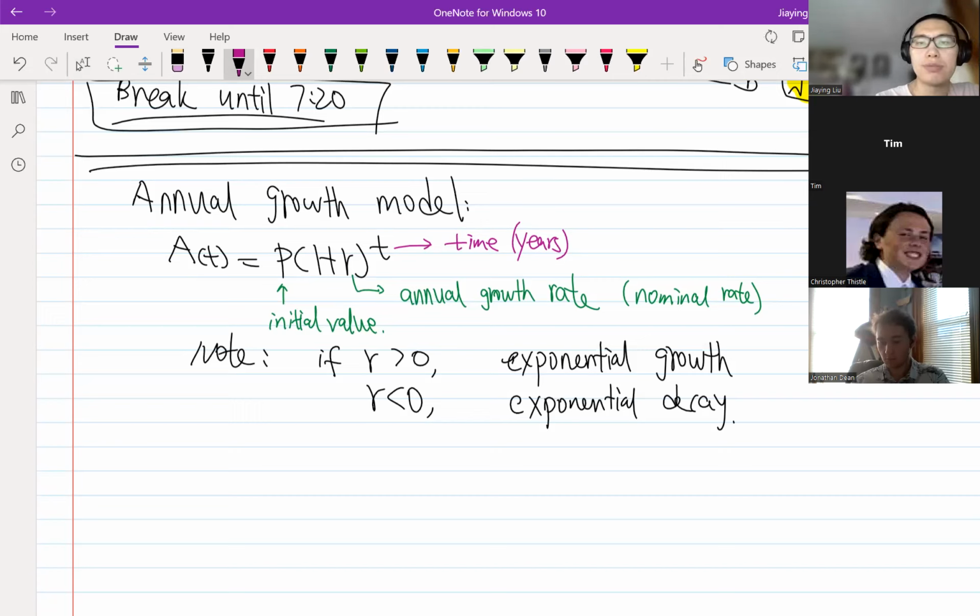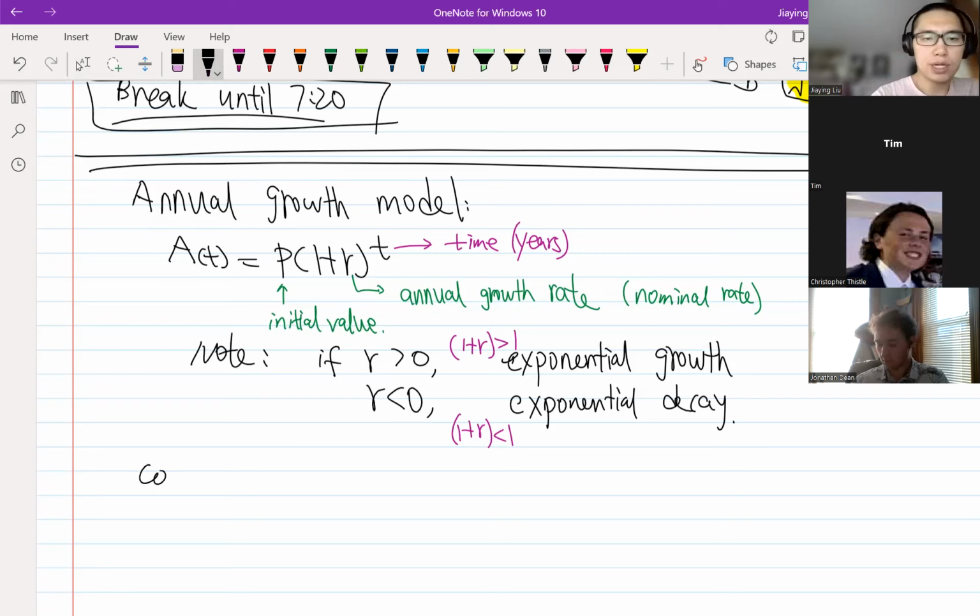Because if r is positive, that means 1 plus r is more than 1. If r is negative, then 1 plus r is less than 1. So there's no contradiction there. It just depends on which part we're looking at. All right, so that's that one.